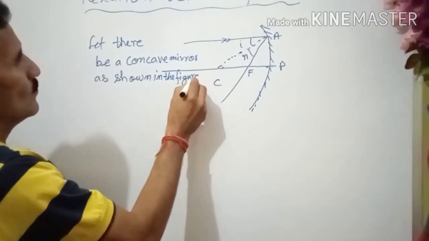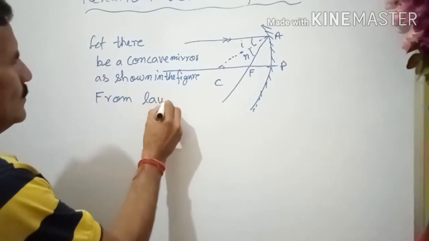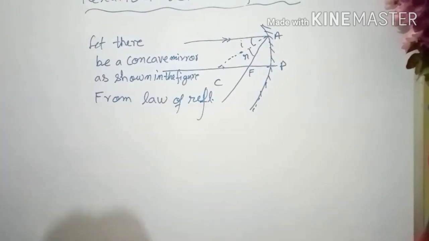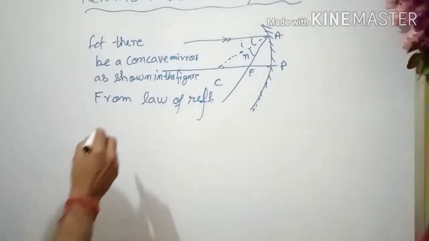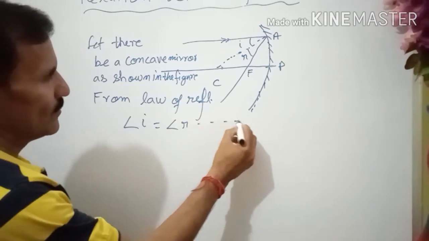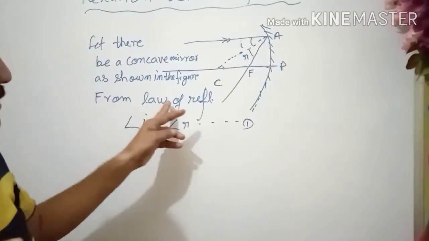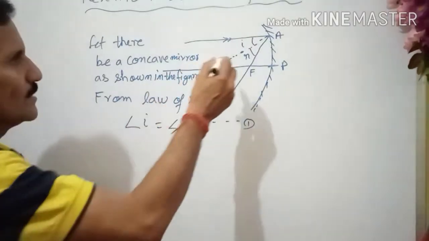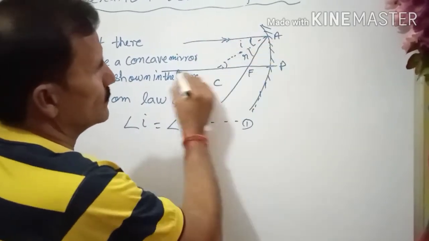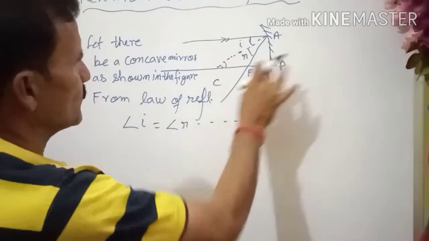Now what is to be done here? First let us take the law of reflection. You know what the law of reflection is? Angle of incidence is equal to angle of reflection, angle i is equal to angle r. So this is our equation number 1. We are getting it with the help of the law of reflection. Now think in this triangle, this angle is alternate to this. These are parallel, since we are already taking a ray parallel to the principal axis.